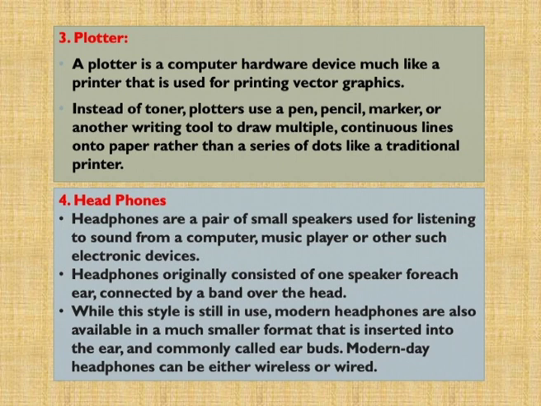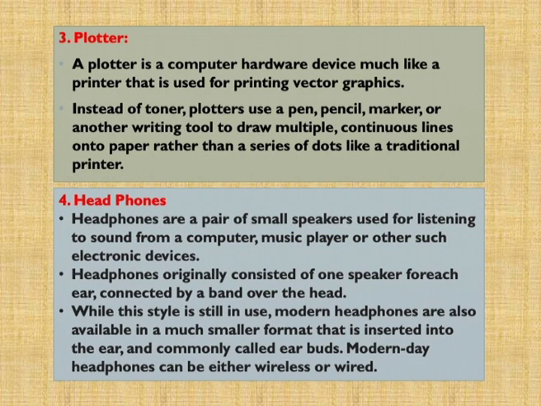Next type of output device is a plotter. A plotter is also similar to a printer, but instead of a toner, a plotter uses a pencil, a pen or a marker as a writing tool. So plotters are used for printing larger documents and huge documents in larger size when compared to a printer. One more common type of output device that we use is headphones.